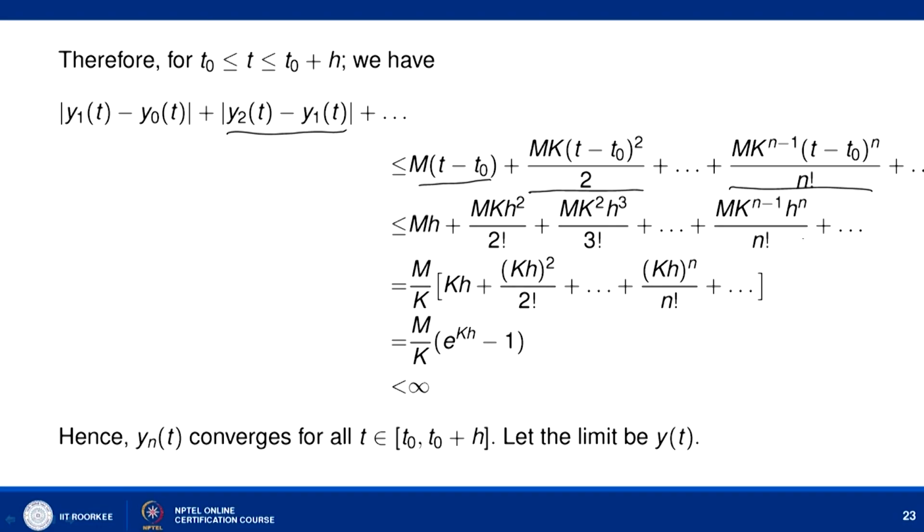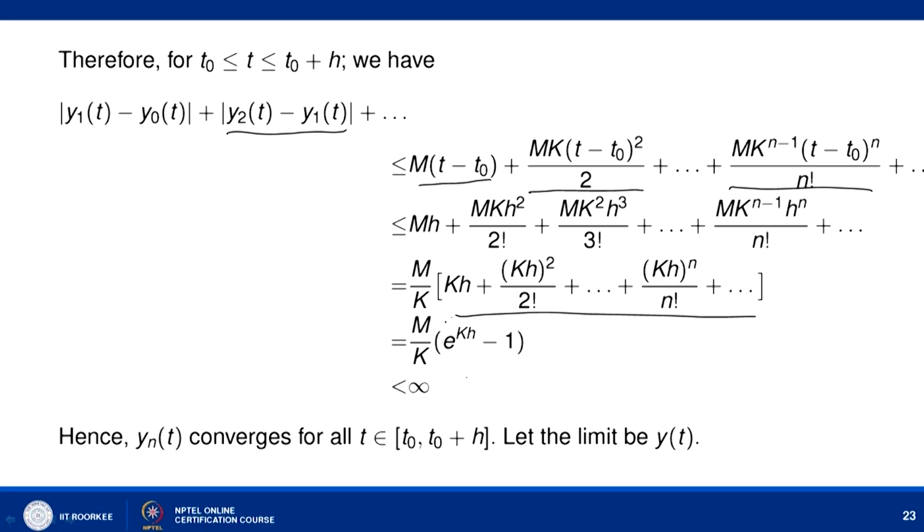And here if you look at this, it is a known series, and we can put it in a form by multiplying by k and dividing by k. So we can say that M by k times (kh + (kh)^2/2! + ...) and so on. And if you look at this, it is an exponential series, and we can write that this is M by k times (e^(kh) - 1).